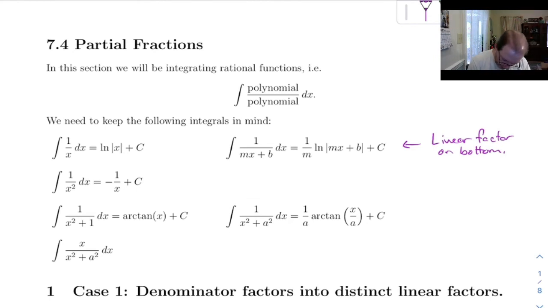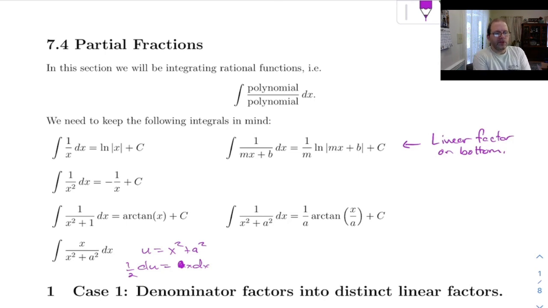And this last one, notice it's got an x on top and x squared plus a squared on the bottom. So this one, notice I don't have anything that shows what it's equal to. For this problem, the bottom is x squared plus a squared. So if you let u equal x squared plus a squared, du is going to be 2x dx. And so divide both sides by 2. We could do that and just handle this one with a u sub.